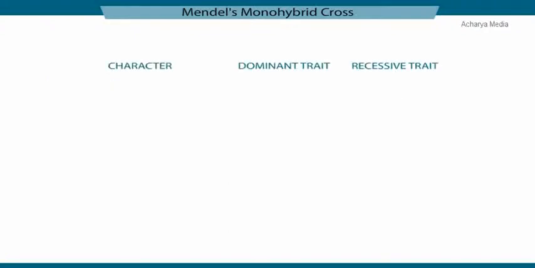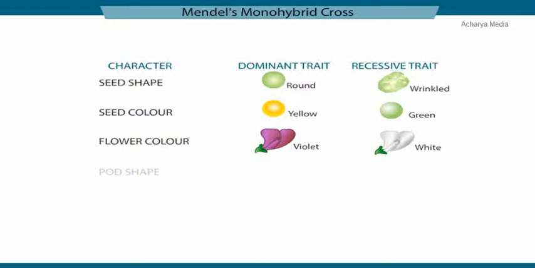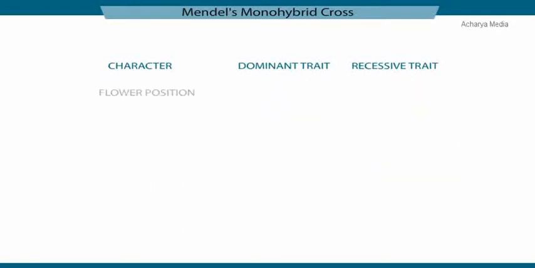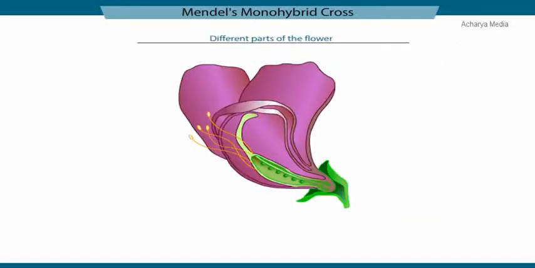For his experiment, Mendel selected 7 visible characters, each with 2 contrasting traits. Let us see the 7 pairs of contrasting traits in P used by Mendel for his experiment. First character is the seed shape. It is round in the dominant trait and wrinkled in the recessive trait. Second character is the seed color, which is yellow for the dominant trait and green in the recessive trait. The 6th character is the flower position, for which the dominant trait is axillary and the recessive trait is terminal.